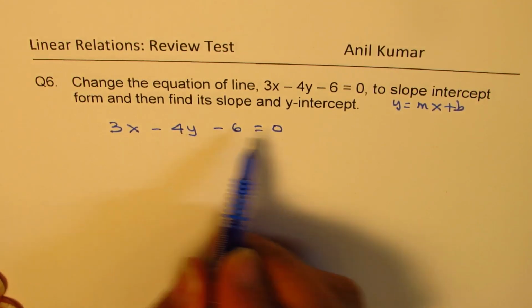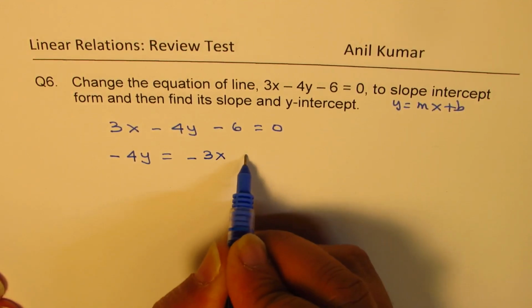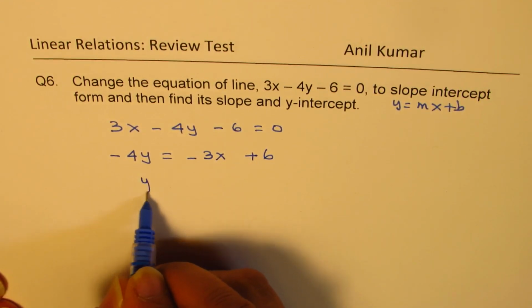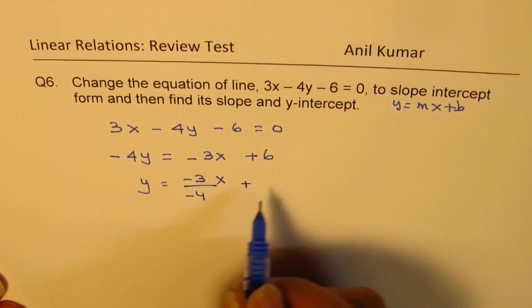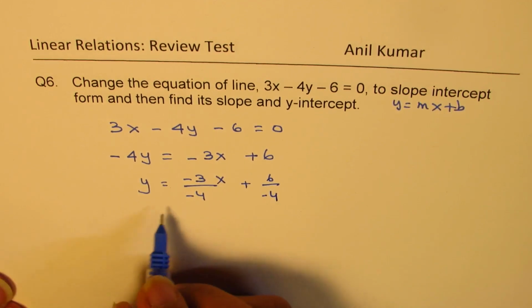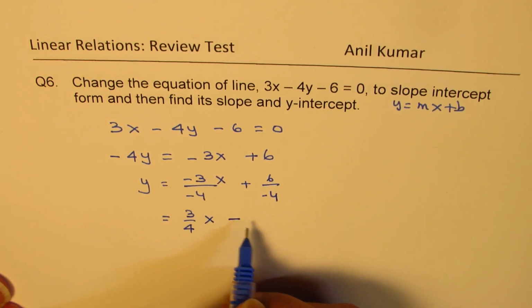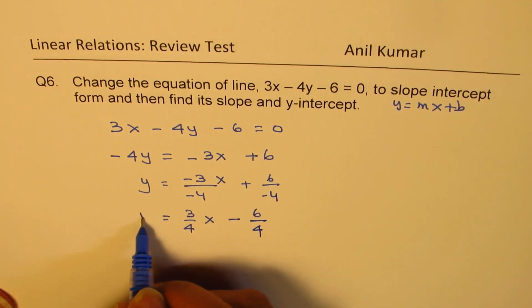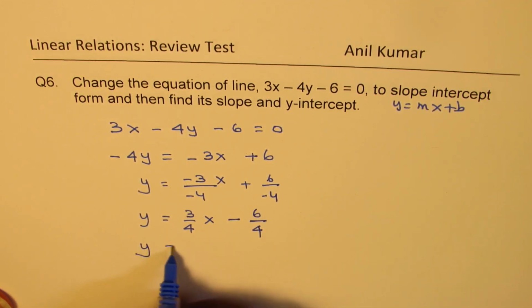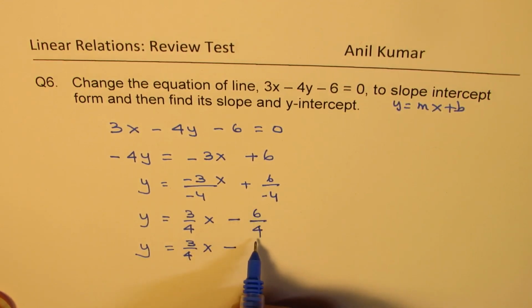So we can actually take these terms to the right side. We get minus 4y equals minus 3x plus 6. Now divide by minus 4. So y equals minus 3 divided by minus 4 x plus 6 divided by minus 4, right? So that gives us 3 over 4x minus, you could simplify this also. Let me write it as 6 over 4 for the time being. So I'm going to simplify that. So we get y equals 3 over 4x minus, dividing both by 2, we get 3 over 2.